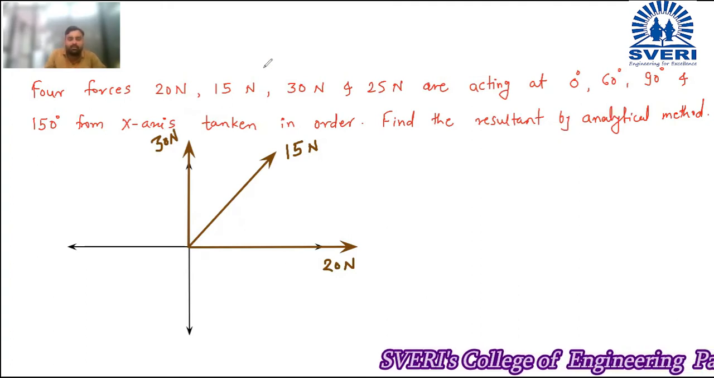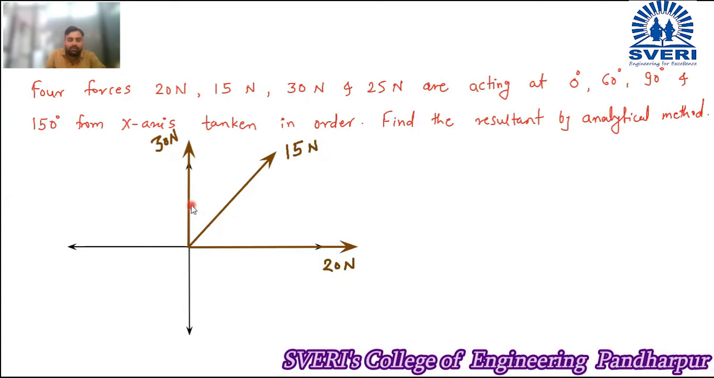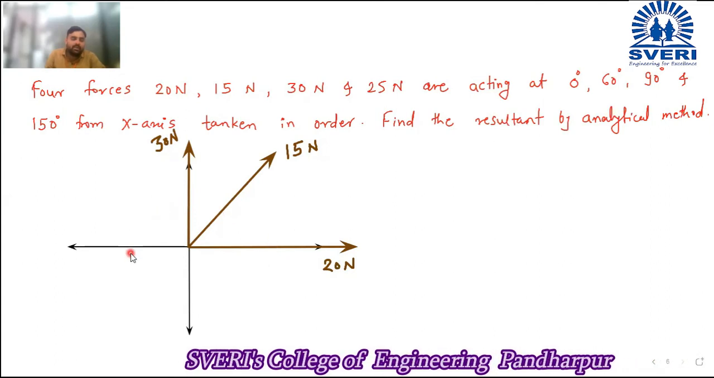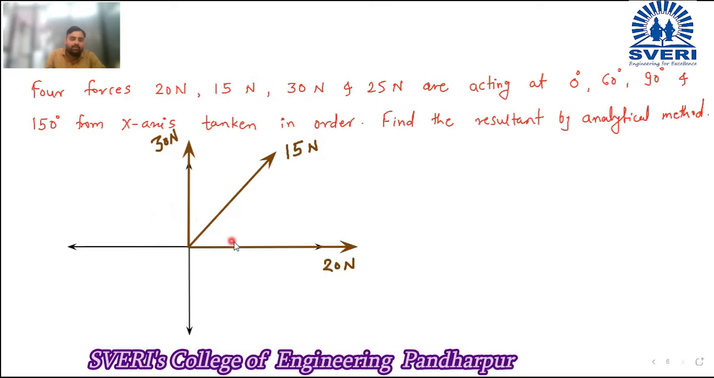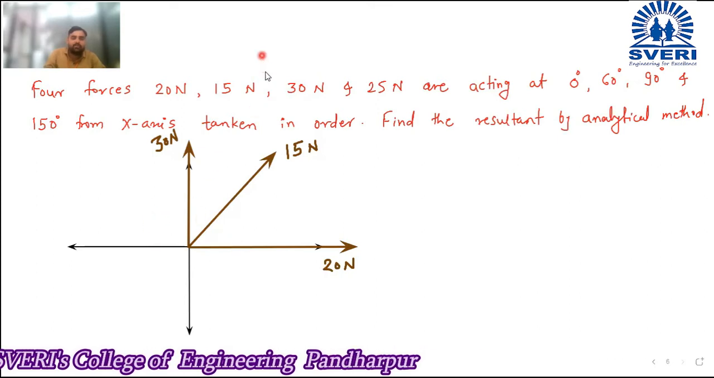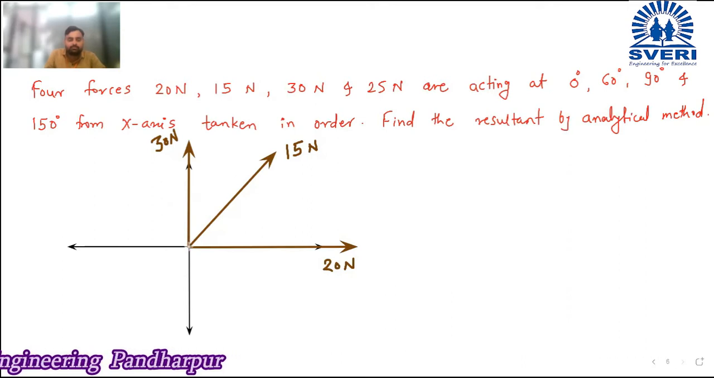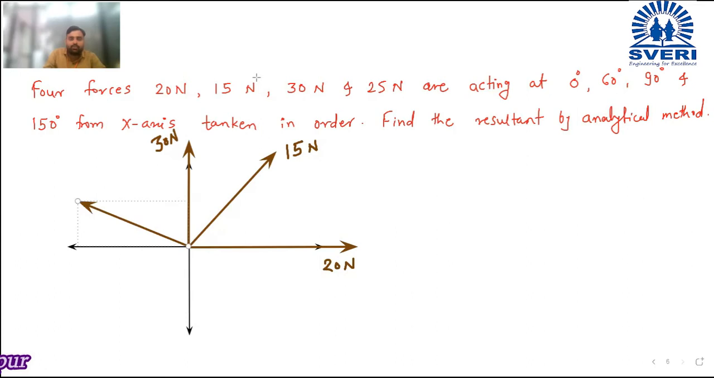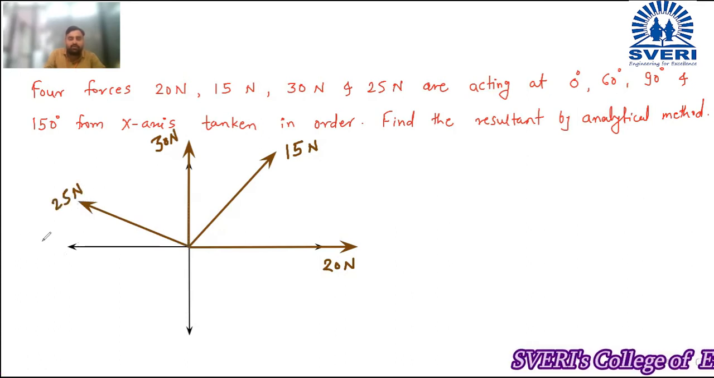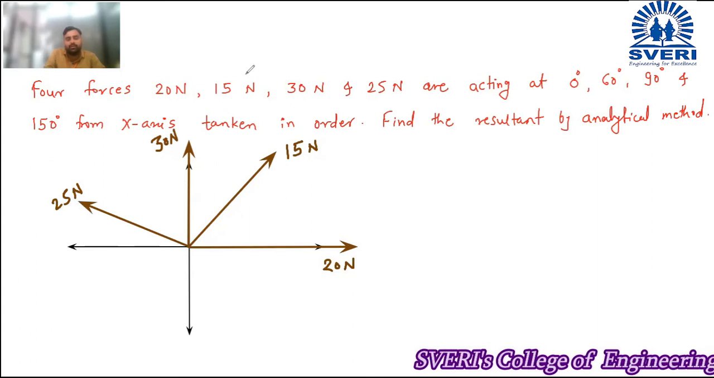Now next is 25 Newton, and angle is 150 degree from the x-axis. So from here to here it is 90, 90 plus 90 it is 180. So from here it should be at a distance of 150. So the force will be somewhere here. This force is nothing but 25 Newton.